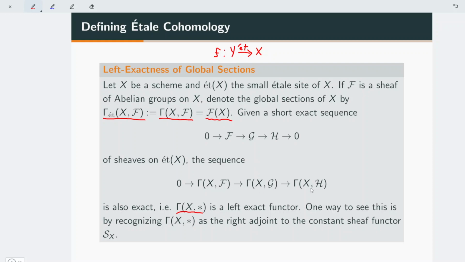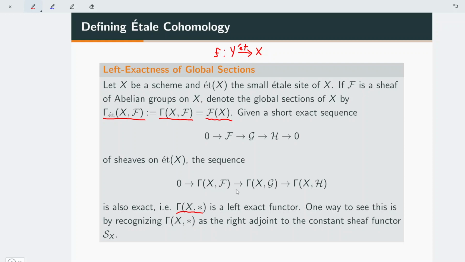It turns out that this part is exact, so we preserve injectivity at this map between F and G. We preserve exactness here, but the map between G and H in the first sequence is surjective, but on global sections it may not be surjective. So basically, when we take global sections, we might get too many, depending on the sheaf that we're using. Okay, well, since it preserves exactness everywhere except on the right, we say that it's a left exact functor, this Gamma X and star functor.